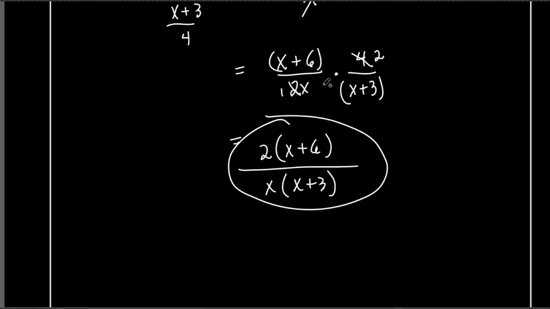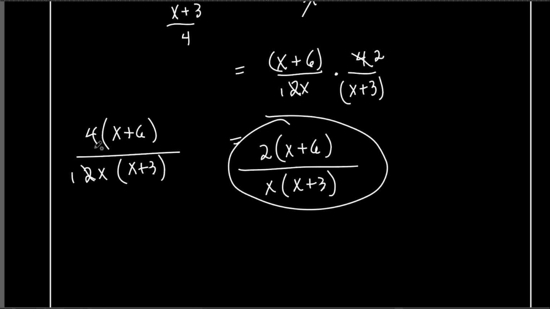Again, you could approach this a couple different ways. You could have gone 4 times x plus 6 over 2x times x plus 3. This is how I did it when I did the problem myself. I did this, and then I canceled. But really, does it make any difference? No, it doesn't make any difference if we cancel here or here. You still get the same exact thing.